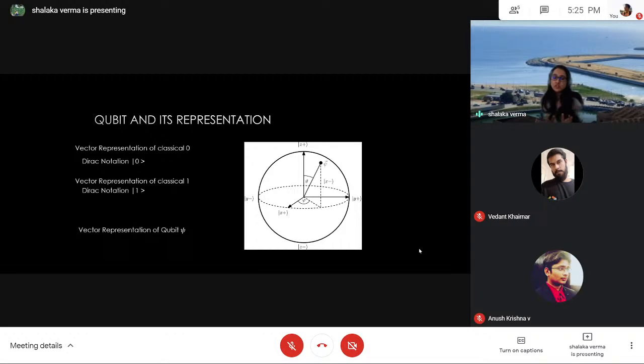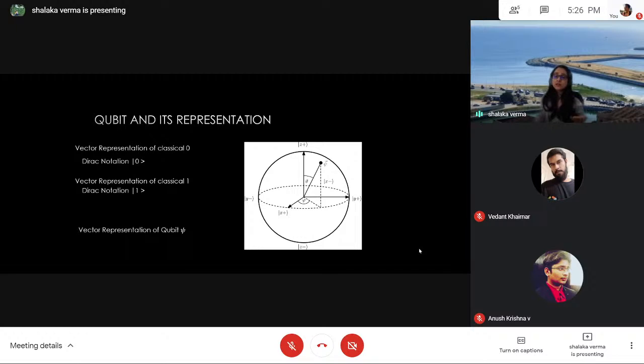The standard assumption is along the plus z axis. So your plus z axis is your zero representation of a qubit. When you want to say that my qubit is in zero state, which means that on measurement it has 100% probability to get measured as zero, you are going to represent that as your plus z. And 1 is your minus z. And a superposition qubit is going to be anywhere on this sphere.